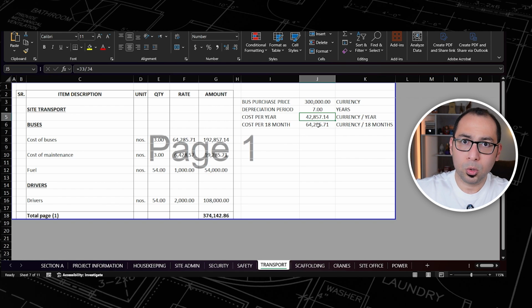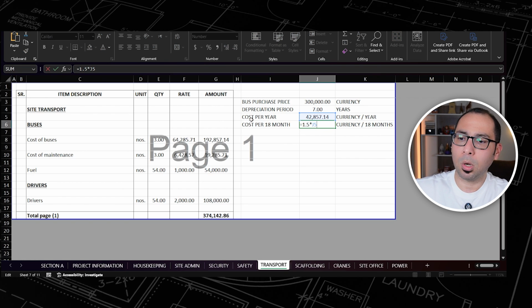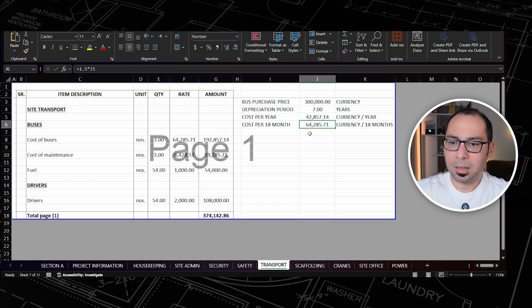So if I'm going to use this bus for a year and a half in this project, then all I have to do again, cost per 18 months is equal to cost per year multiplied by 1.5. So I'm getting that the cost of using this bus for 18 months will be around 64,000.